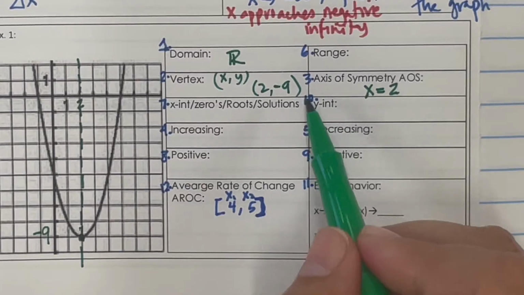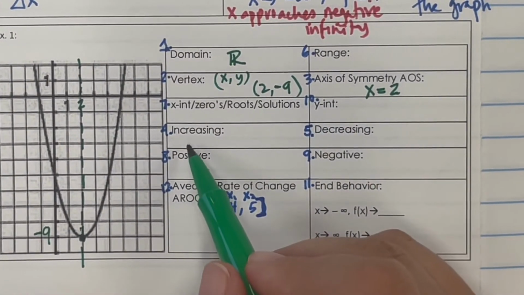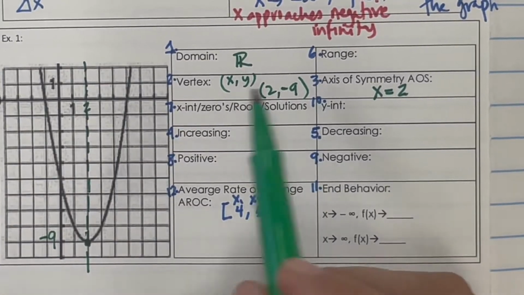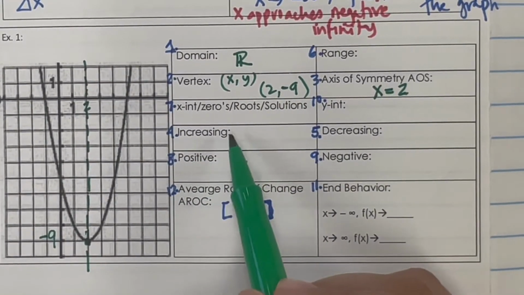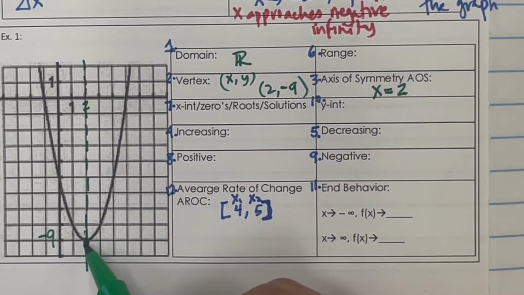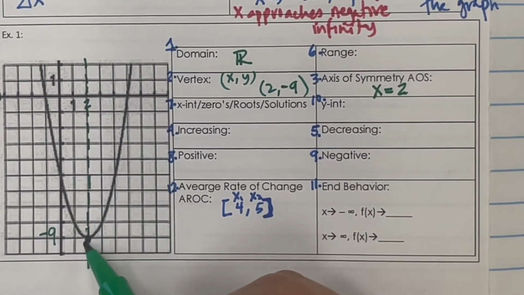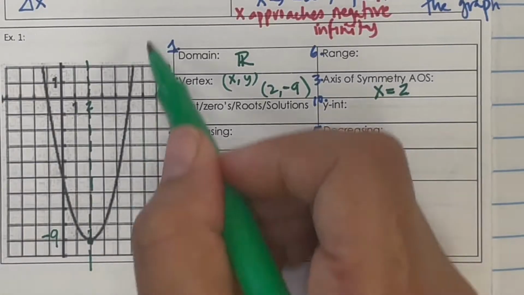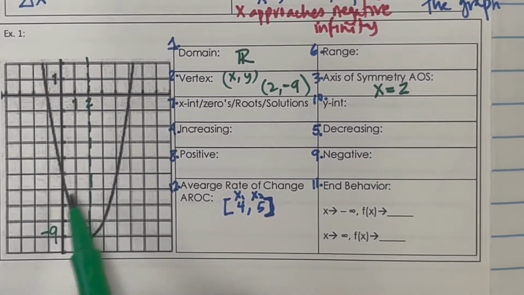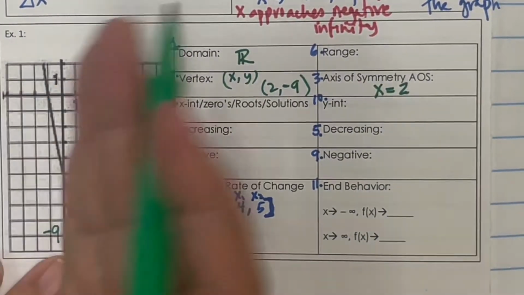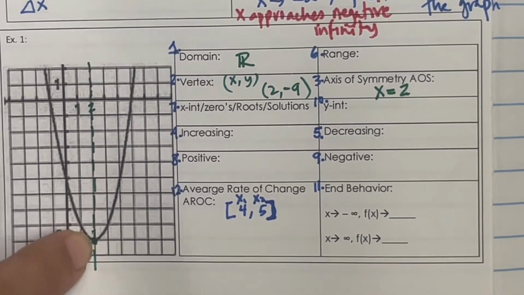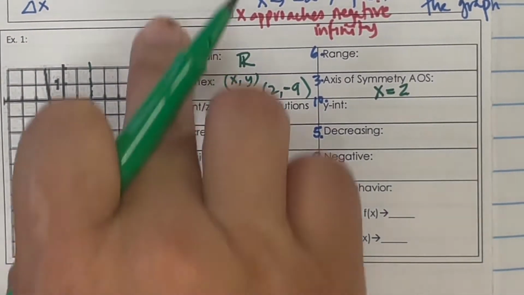After that, you're going to go into number 4. Where is it increasing and decreasing? Because everything that we're about to ask has to do with a vertex. So from this vertex, on this side, it's increasing. On this side, it's decreasing. So it decreases to here, increases to here. On the left of the vertex, what is it doing? It's decreasing. On the right, it's increasing.